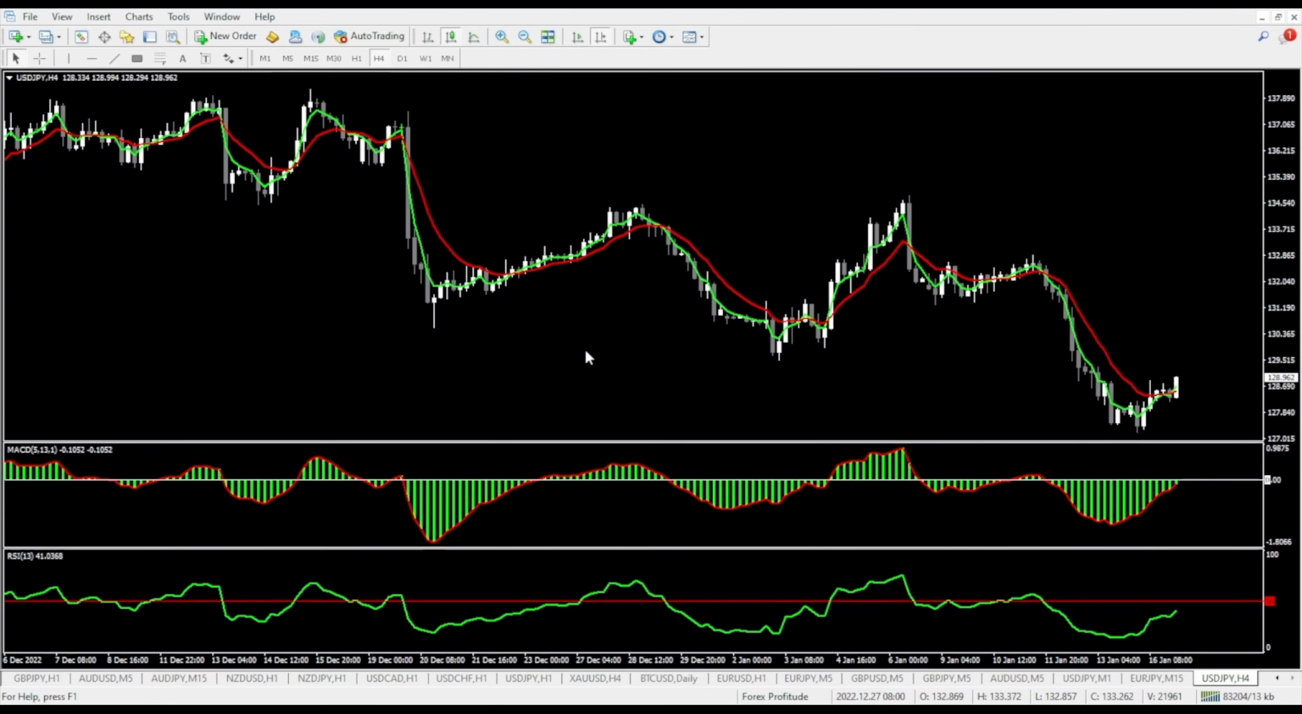We have a higher time frame and we have the current time frame. Now, this is not going to be confusing. It's really simple, really straightforward. So I don't want you to worry about this. We are going to pick a time frame that we want to trade.